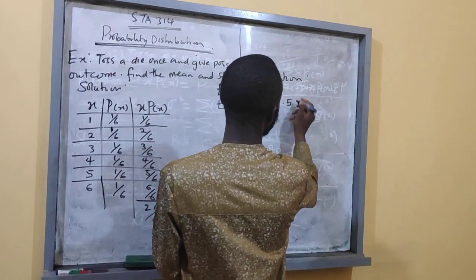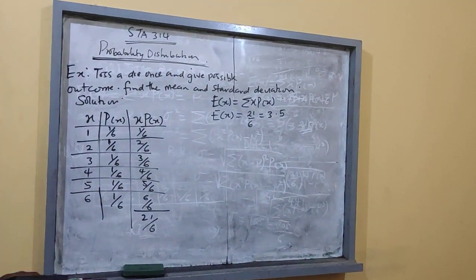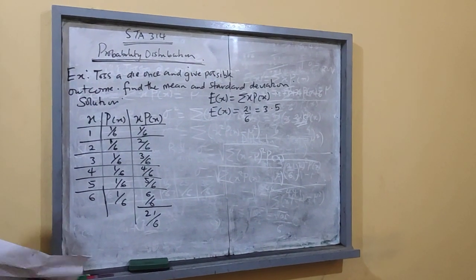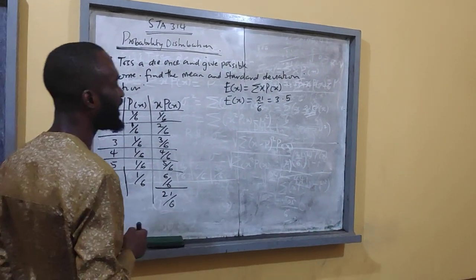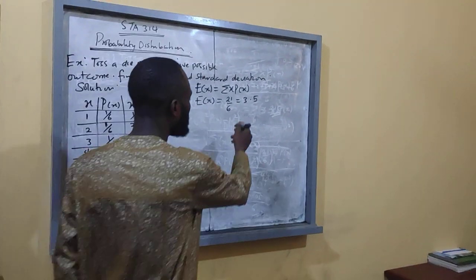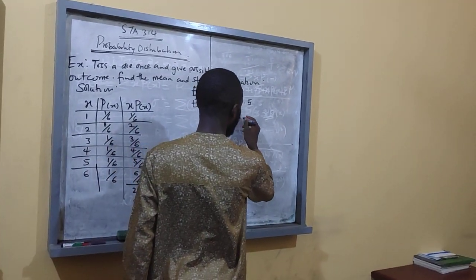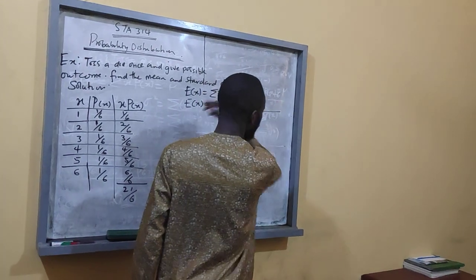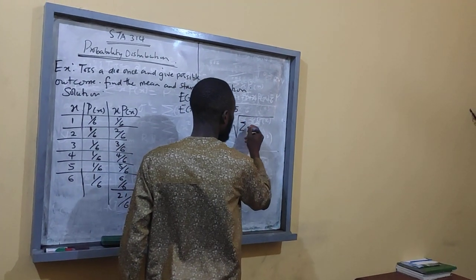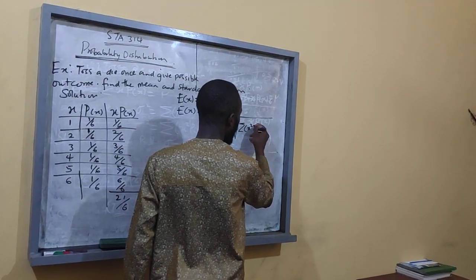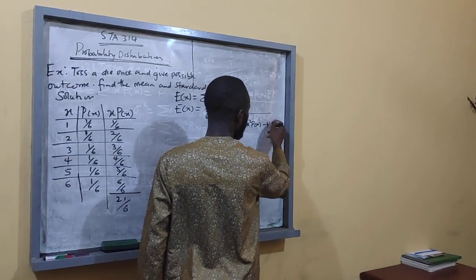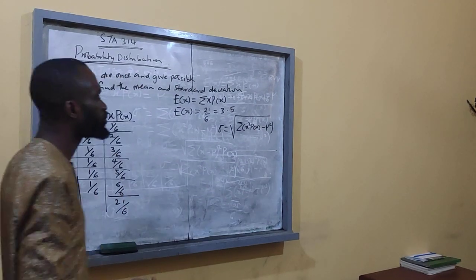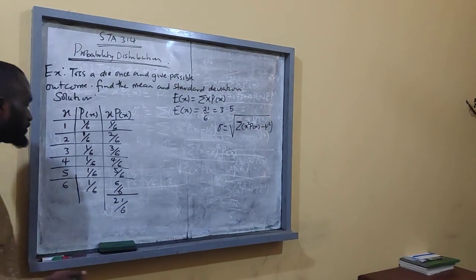That is the expectation, the mean that they ask us to find. Now, the next thing, the second one, they ask us to find the standard deviation. If you look at the formula for standard deviation, it's the square root of the summation of x squared times the probability of x minus mu squared. Or you can use the first one. Any of the two will give you the answer.